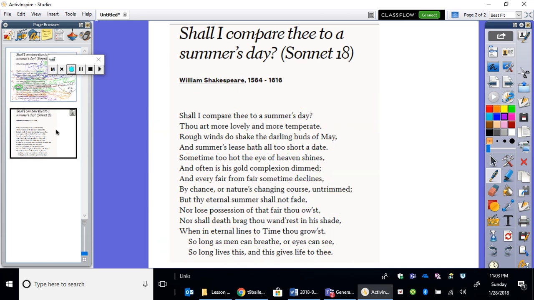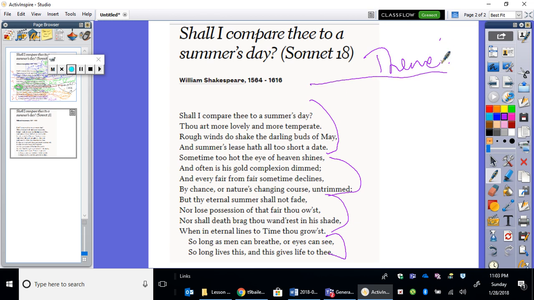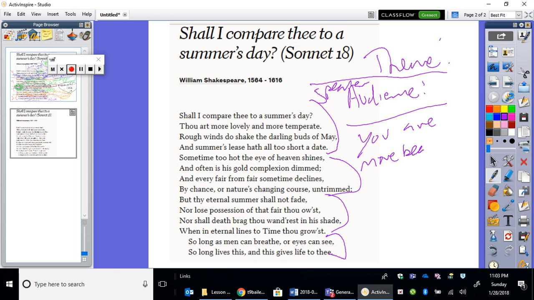Now, if I go forward, looking at all of the evidence I had from the text, what is the main idea? What is the main theme? Well, this particular poem expresses the idea that, from the speaker to the audience, the main idea was: you are more beautiful than a summer's day.